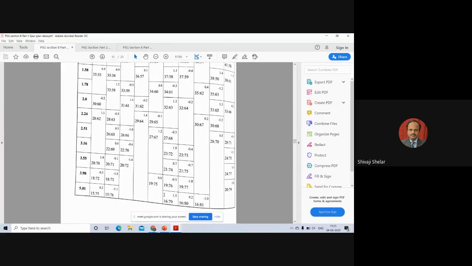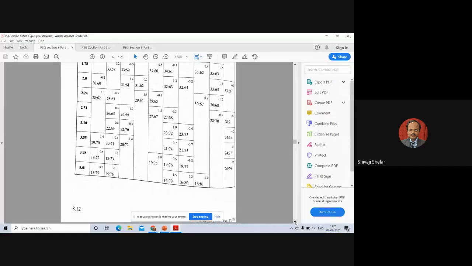Okay, so let's go back again. This is available on page number 8.12. You can see the page number 8.12 here. Let's go back to the presentation.